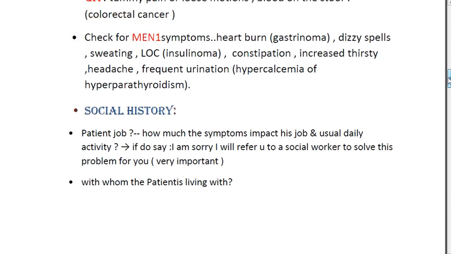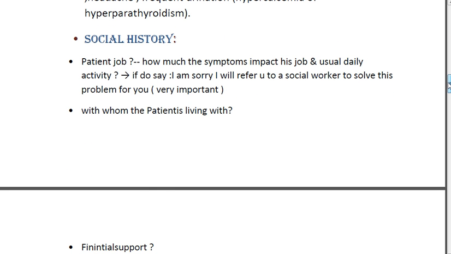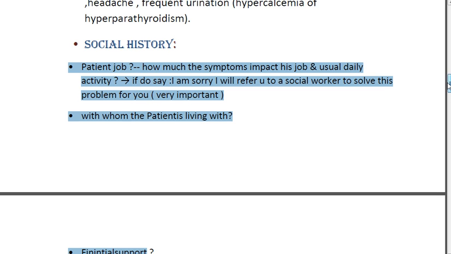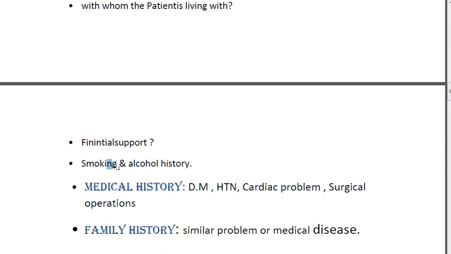And then, like every case of station 5, ask about social history. We have four questions in the social history you have to ask about. What do you do for a living, and how much do your symptoms affect your job and usual daily activities? Refer the patient to a social worker if his usual daily activities have been affected. Refer the patient to occupational health if his job has been affected. With whom is the patient living and who is supporting the patient at home? What about your financial support? Do you drink alcohol? Do you smoke at all?